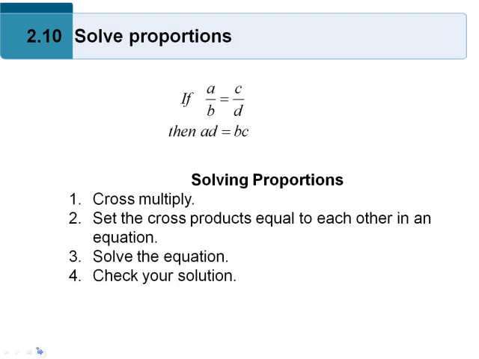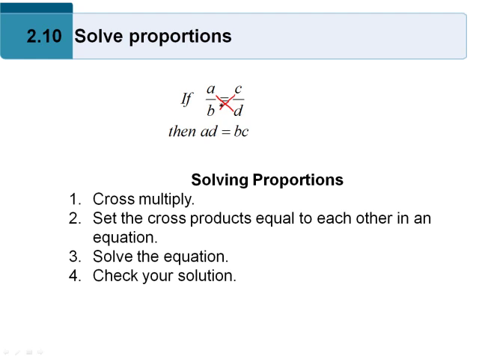Now, today we're going to look at solving these proportions. So this is what you're going to do. If you have a proportion A over B equals C over D, the property says that you can cross multiply and those two cross products, A times D, will be equal to B times C. So that's what we're going to use to solve these proportions.